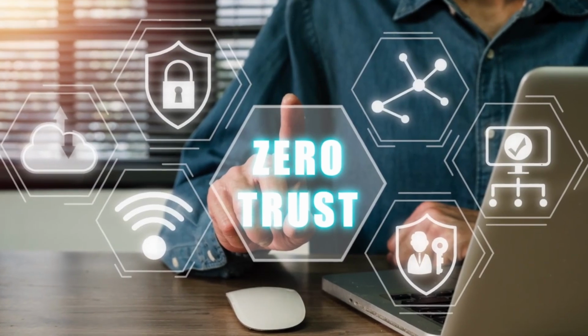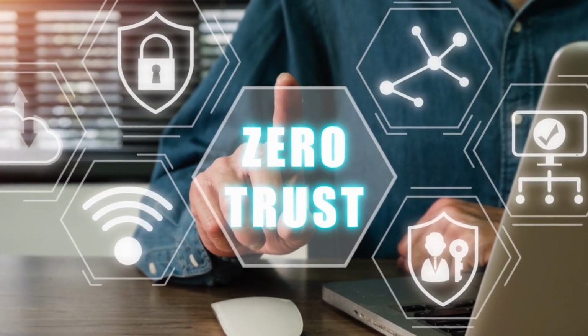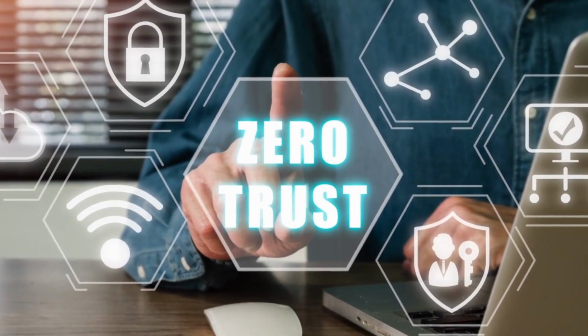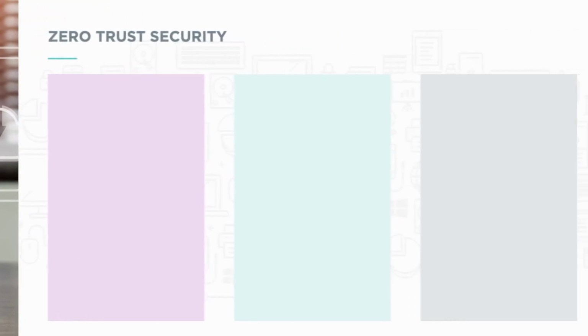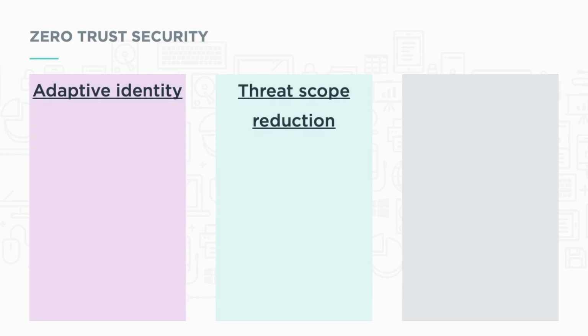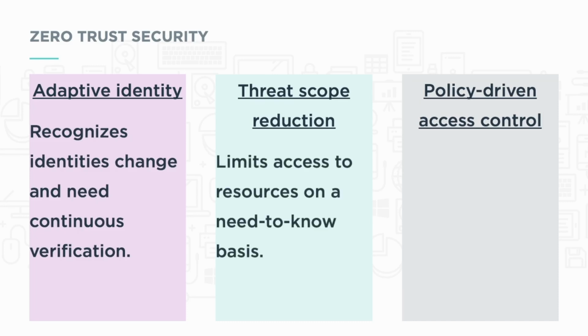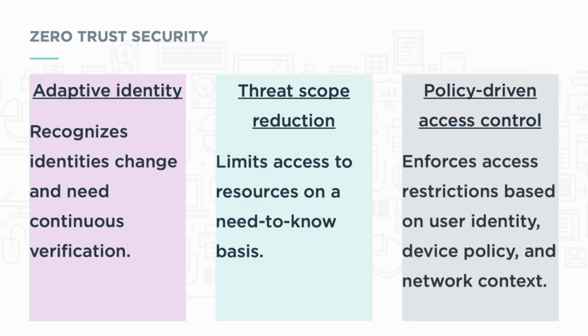Zero Trust is a security model that treats all devices, users, and services as untrusted, regardless of location within or outside the network's perimeter. This model relies on fundamental concepts for comprehensive security. These include adaptive identity, threat scope reduction, and policy-driven access control. Adaptive identity recognizes that identities change and need continuous verification. Threat scope reduction limits access to resources on a need-to-know basis, reducing attack surfaces. Policy-driven access control enforces access restrictions based on user identity, device posture, and network context.